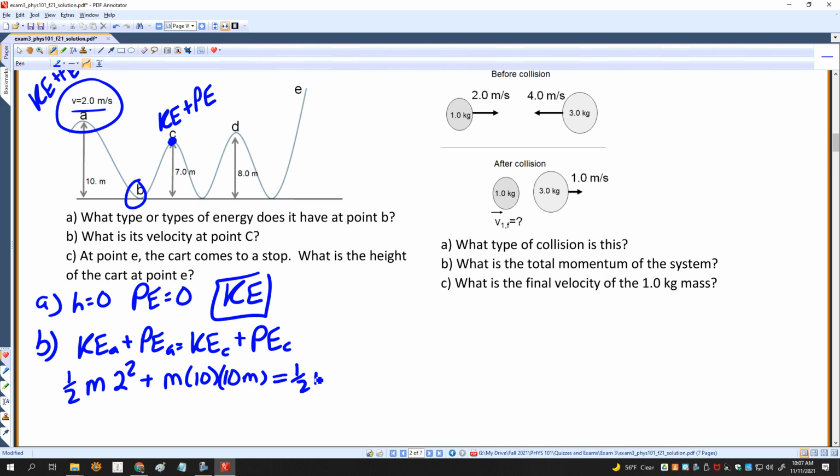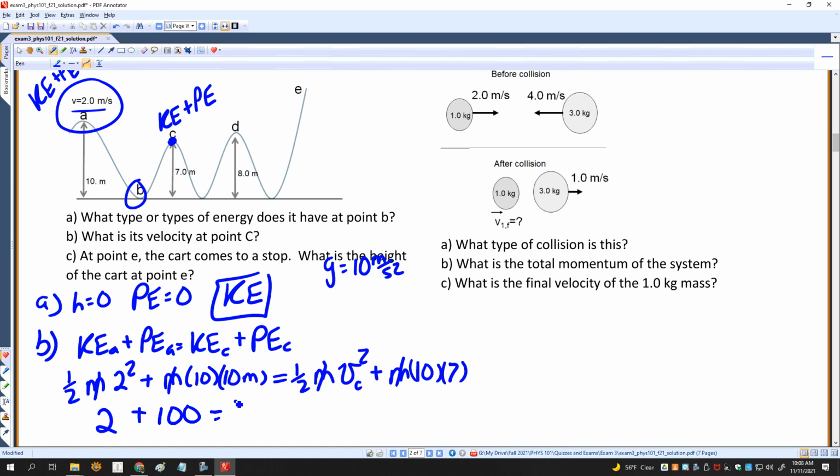equal to 1/2 of m times vC squared plus, I forgot my mass there, let me put that in. So my mass times 10, that's the value for g. So here I'm using g equal 10 meters per second squared times h, which is 7 meters. So my masses cancel. That's why I didn't put those in, because they all cancel out. And so this is 1/2 of 4. That's 2 plus 100 equals 1/2 vC squared plus 70.